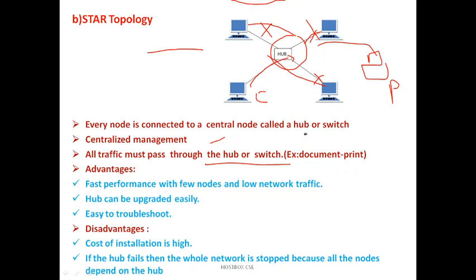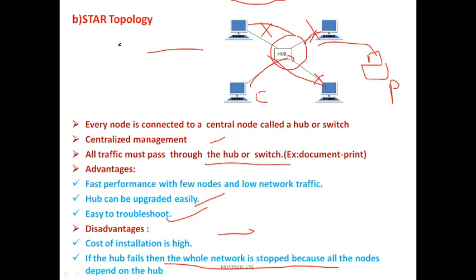That is possible. The advantages are fast performance with fewer nodes and lower network traffic, the hub can be upgraded very easily, and troubleshooting is very easy. The disadvantage is the cost of installation. If you want to build a star topology for your company network, the installation cost is very high. And remember, if the hub fails, the whole network stops because all the nodes depend on the hub.